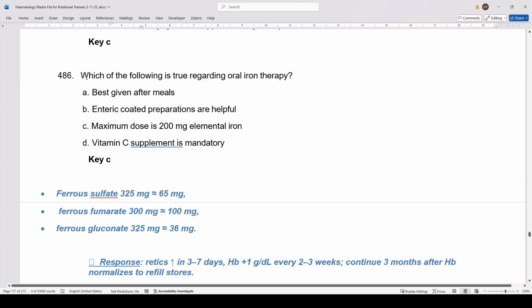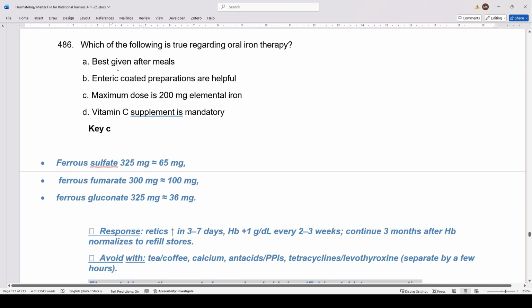Okay, which of the following is true regarding oral iron therapy? So yeah, just please remember this concept. This is important for everyday life, not only for the exams. So for oral iron therapy, which of the following is true? Best given after meals? No, we should give it on an empty stomach before meals, because meals affect the absorption of iron. Yes, if the patient says that he has a problem with iron tablets, then that person can take it with the meals, but it will decrease the absorption of iron.